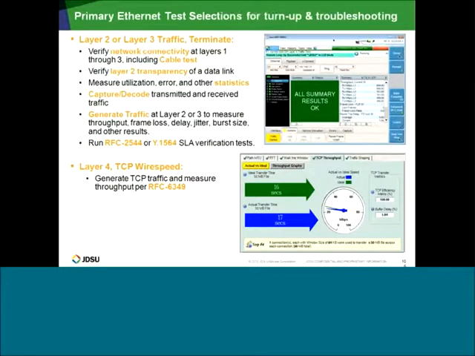I just wanted to show you guys a summary of what your test results would look like in terms of layer 2, layer 3. Of course, you have the capture decode option, RFC 2544, 1564, and then, of course, the 6349 test. So the 6349 test looks a little bit prettier now. Let me show you.